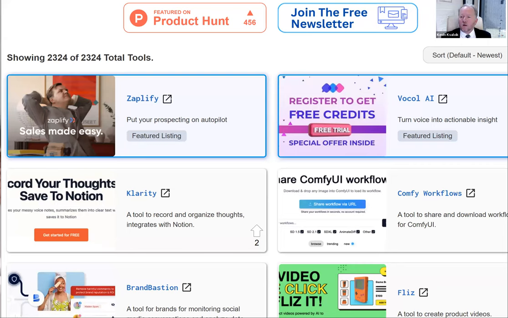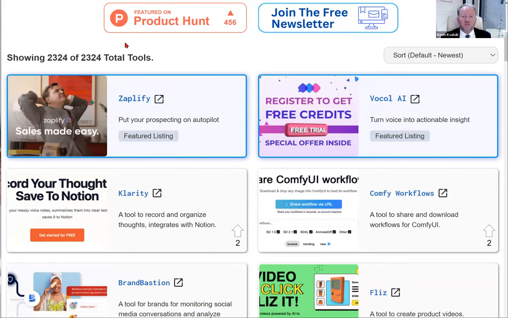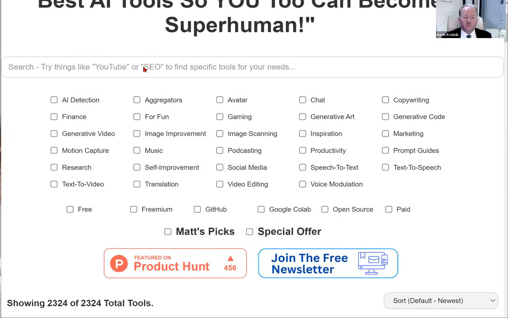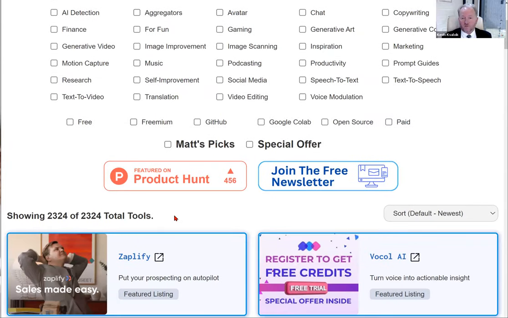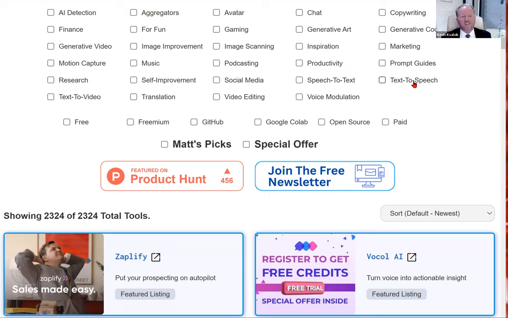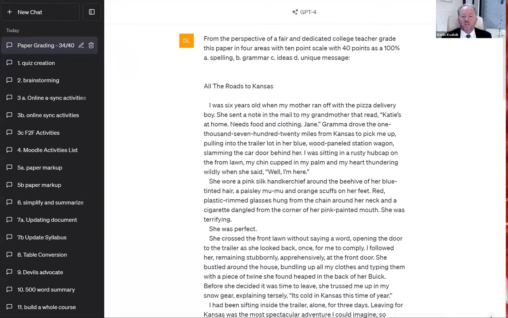There are countless AI tools out there. This site, futuretools.io, which I'll share the link to, has 2,324 different kinds of tools. Some are for education, some are not, and a lot of them are embedded in other tools. But all the church stuff, whether it's right or wrong, what's going to happen in the big picture, I'm touching on none of it. All I'm going to do is talk specifically about ChatGPT.